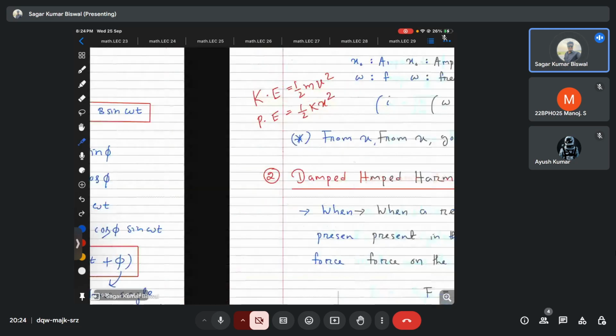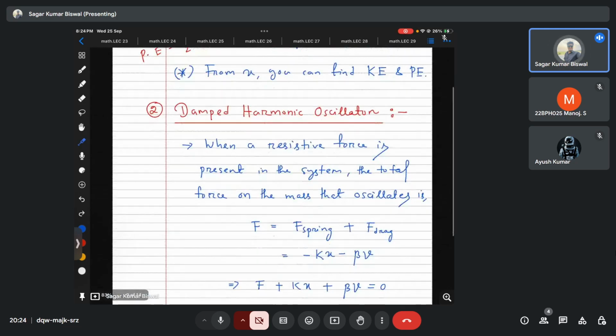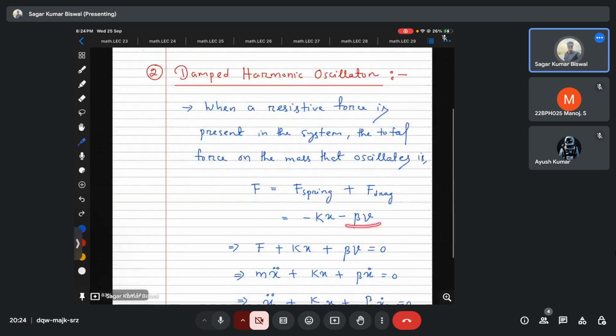So here the drag force or the resistive force is present in the system. And here we have also taken this resistive force to be proportional to the velocity of the particle. So this resistive force is also a kind of viscous force, that is, the force particles and objects experience in a medium, right? All the viscous forces are proportional to the velocity of the particle, right?